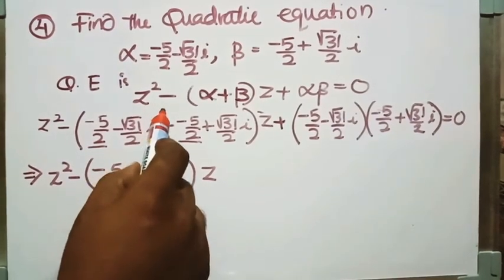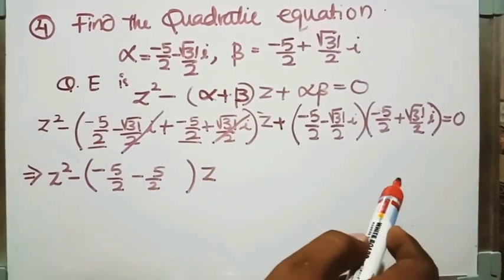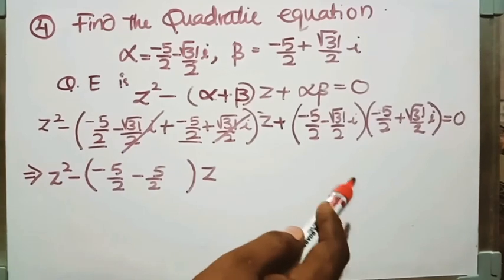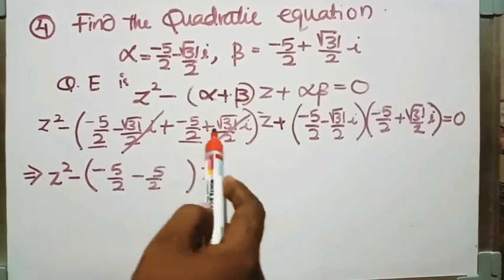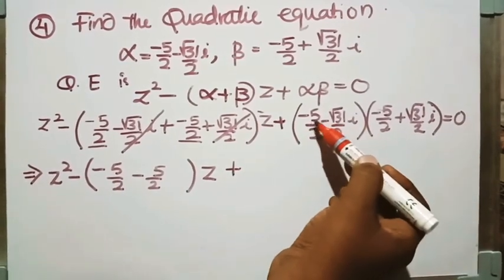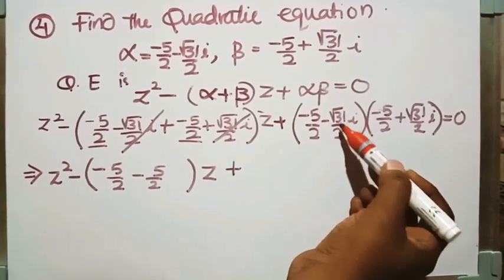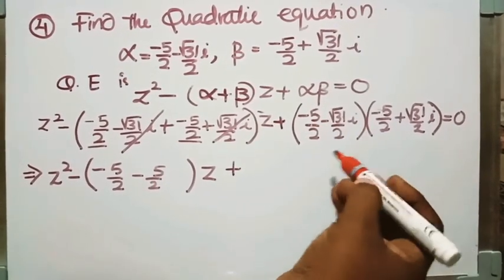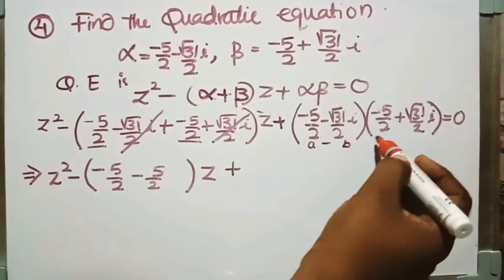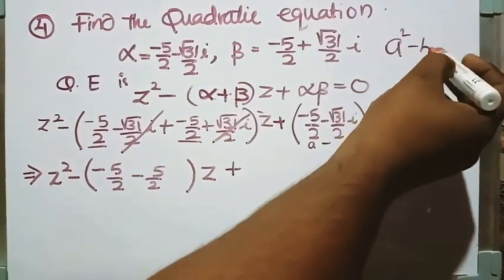Minus root 31 by 2i plus root 31 by 2i get cancelled because one is negative and one is positive. Like terms with the negative and positive are equal terms. Plus, now it looks like a minus b into a plus b, where a is minus 5 by 2 and b is root 31 by 2i, which is a squared minus b squared. Use that. This is like a minus b into a plus b. You know that is a squared minus b squared.